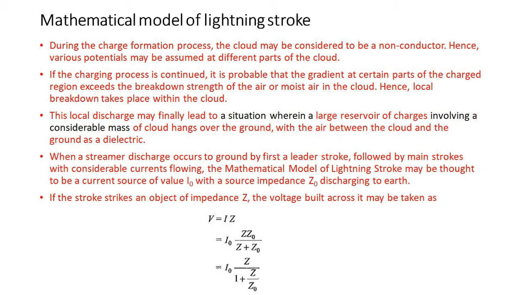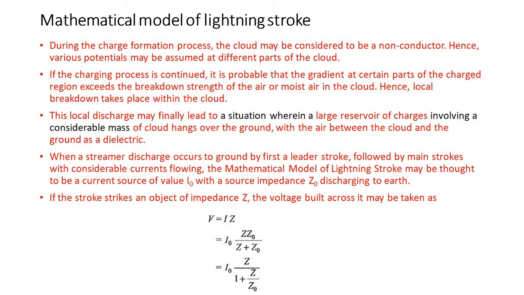Next, the mathematical model of a lightning stroke. During the charge formation process, the cloud may be considered to be a non-conductor. Hence, various potentials may be assumed at different parts of the cloud. If the charging process continues, it is probable that the gradient at certain parts of the charged region exceeds the breakdown strength of the air or moist air in the cloud. Hence, local breakdown takes place within the cloud.